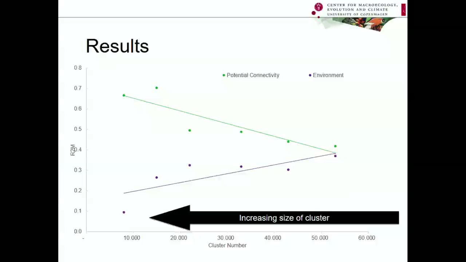However, you can see that scale is really important, where environment becomes much more important in determining the assemblage composition of corals as the scale gets smaller, and connectivity becomes less important as the size of the cluster decreases.